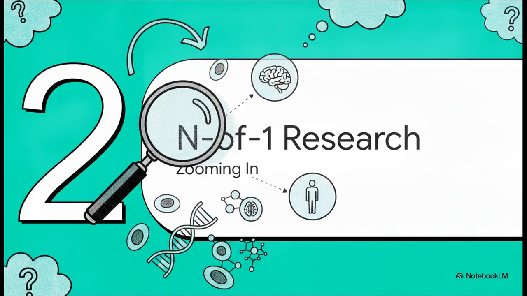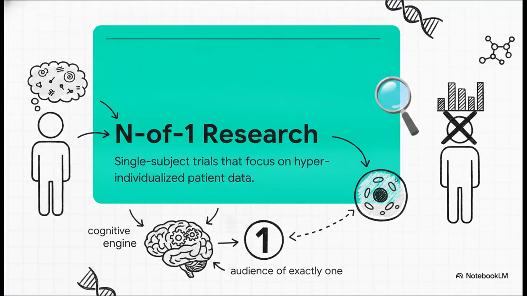Section 2, the micro, N of 1 research. Zooming all the way in. To really grasp how radically different these tools are, we've got to zoom all the way in. Think about a massive, fundamental problem in standard medical practice. What happens when the broad population data just doesn't fit the unique, highly complex patient sitting right in front of you? This is exactly where Module M9 steps up to the plate.